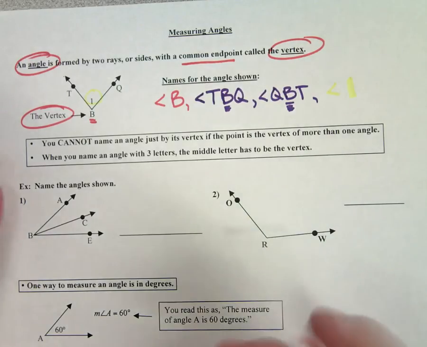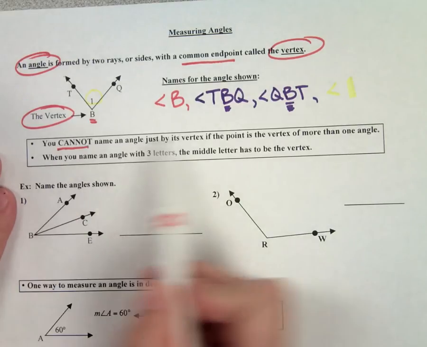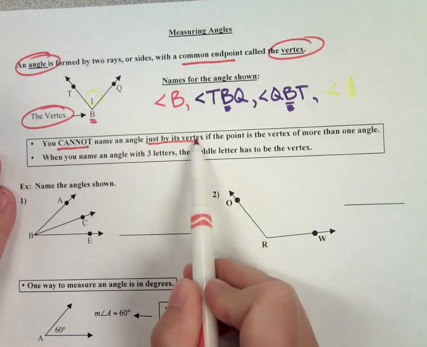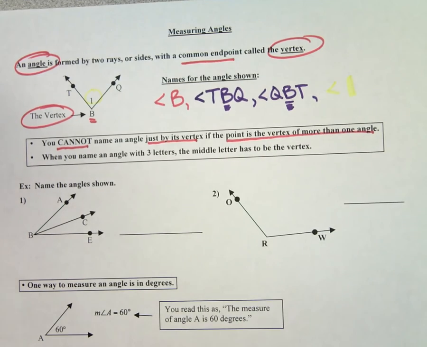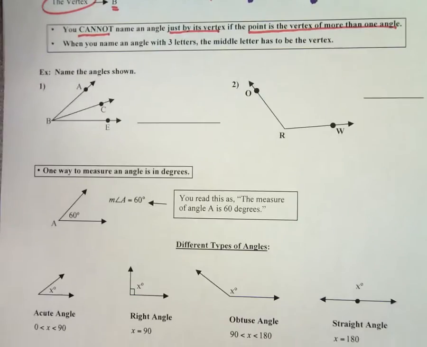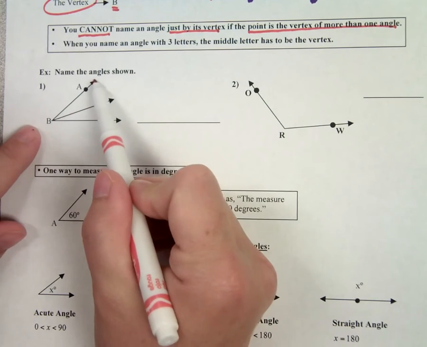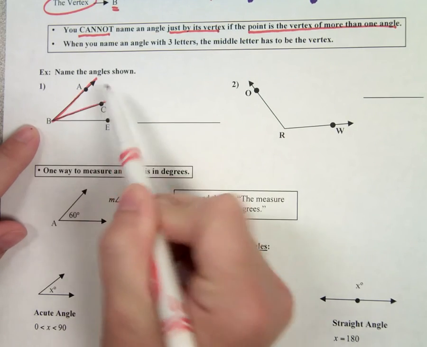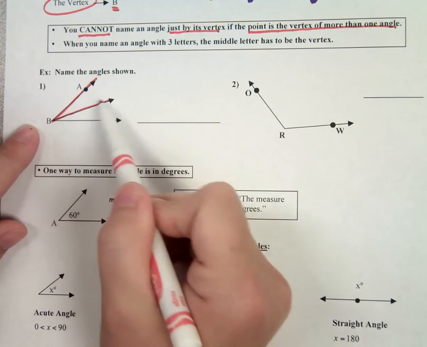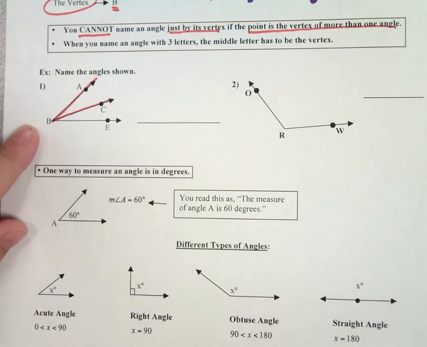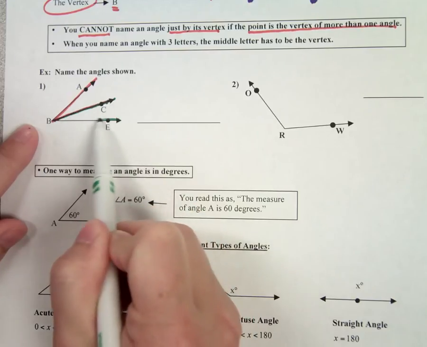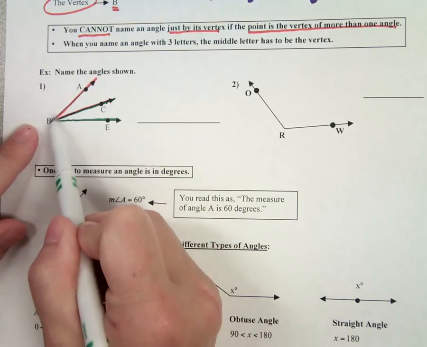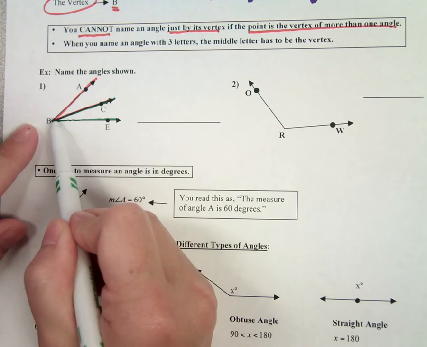Okay. Down here it says you cannot name an angle just by its vertex if the point is the vertex of more than one angle. So let me show you what that means. This angle right here has B as a vertex. Well, this angle right here also has B as a vertex because these two rays come together at B.